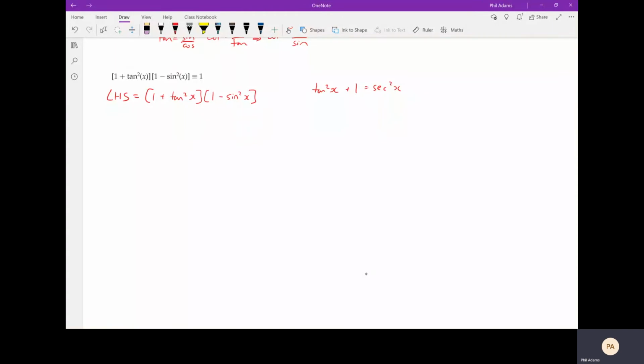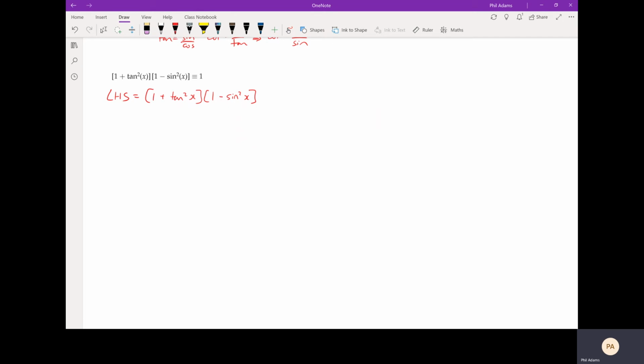All right, so where am I going here? Let's see. This is an identity: (1 plus tan squared of x) times (1 minus sine squared of x) is always going to be equal to 1. So I'm just going to be making use of those Pythagorean trig identities.